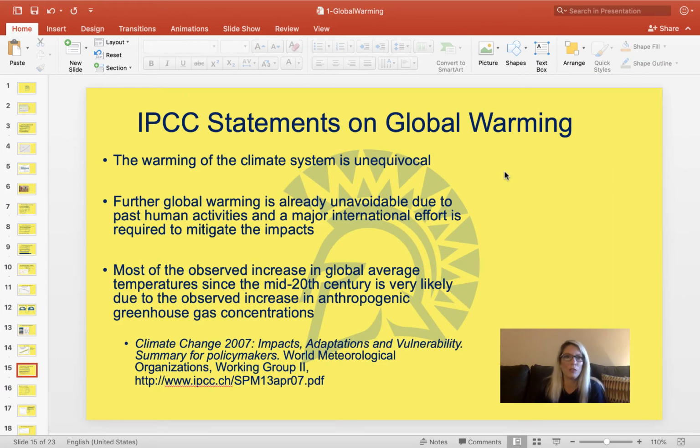But what is the Intergovernmental Panel on Climate Change, or the IPCC, saying about global warming? They're saying that it's unequivocal. They're saying that further warming is already unavoidable due to past human activities. We'll go over this a little bit later in this lecture, how long the CO2 stays in the atmosphere after we put it in there. Most of the observed increase in global average temperature since the mid-20th century is very likely due to the observed increase in anthropogenic greenhouse gas concentrations. I'm just going to remind you, anthropogenic is human-induced. That is what we're actually putting into the atmosphere.